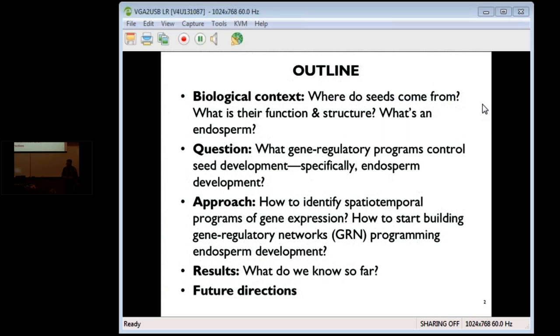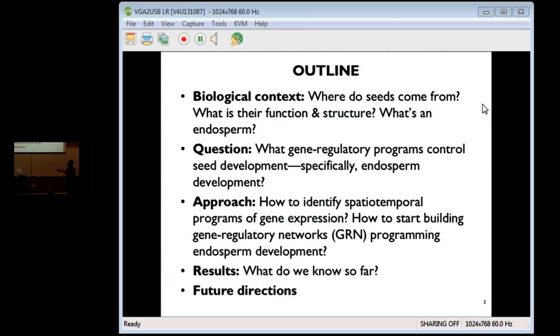Then I'm going to talk about gene regulatory programs. What is gene regulation? Why is it important? And how is it important with respect to endosperm development? I will then talk about the approach that we are using, feeding off the basic approaches and techniques that are used in molecular biology. How do we identify spatiotemporal programs of gene expression that would help us identify the key goals of our projects, that is, identifying or deciphering gene regulatory networks, or GRNs, that program endosperm development? And GRNs are not specific to the problem of endosperm development. These are gene regulatory networks, a set of mechanisms that underlie development in all organisms.